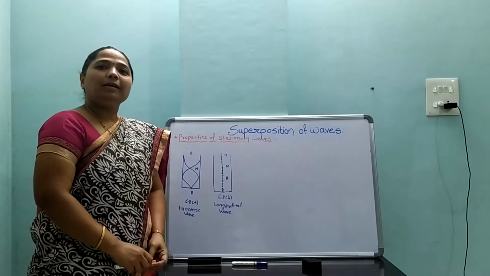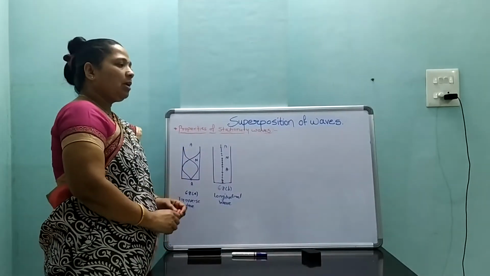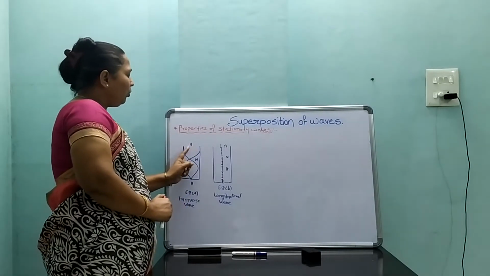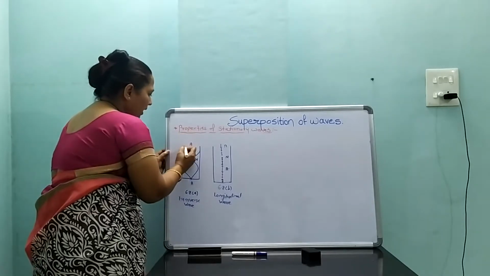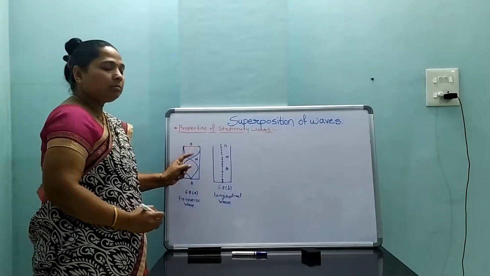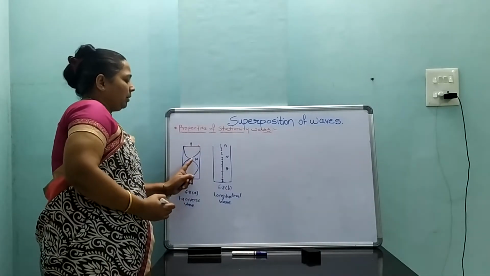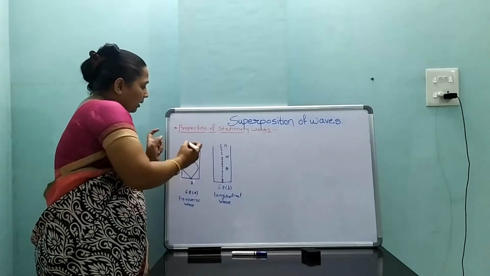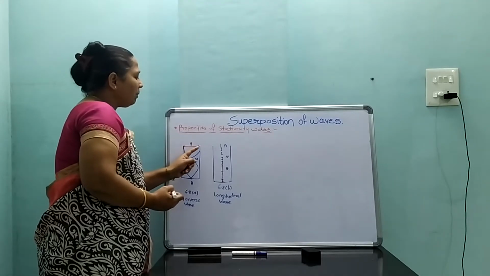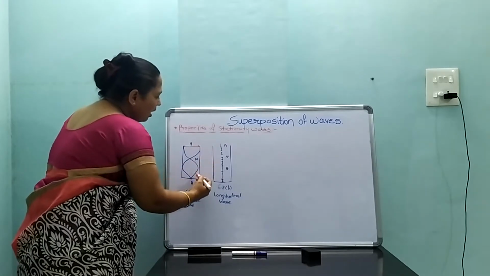Hello students, in the previous lecture we already studied nodes and antinodes. How are antinodes and nodes formed? When particles vibrate with maximum amplitude, antinodes are formed, and when particles vibrate with minimum amplitude, nodes are formed. Antinodes and nodes form alternately.